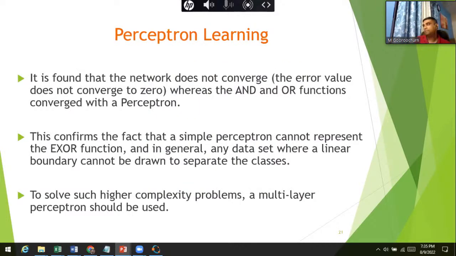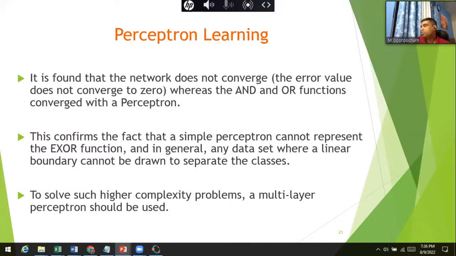So what should we do then? Yep, so it is found that the network does not converge as expected, but the AND and OR converge because, as expected, again, they were linearly separable. So this confirms the fact that a simple perceptron cannot represent the XOR function, and in general, any data set where a linear boundary cannot be drawn to separate the classes.